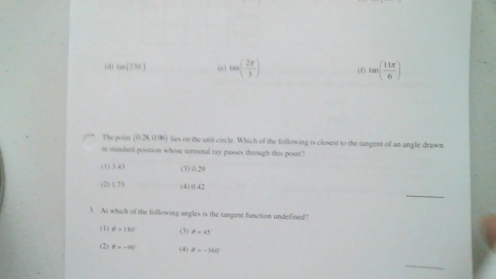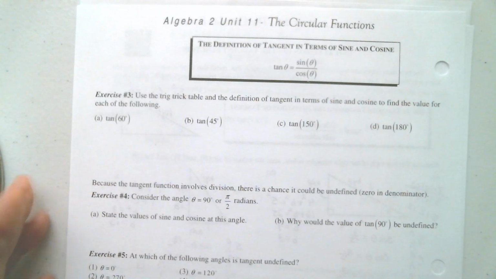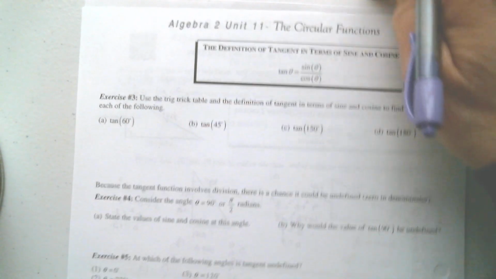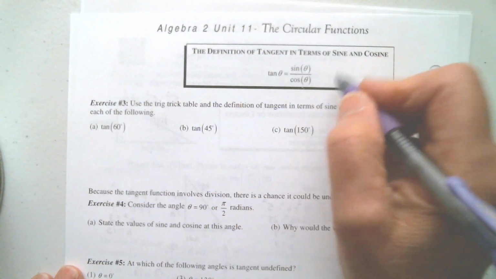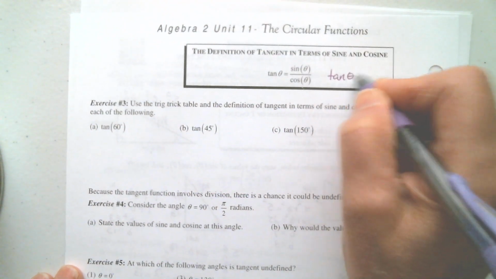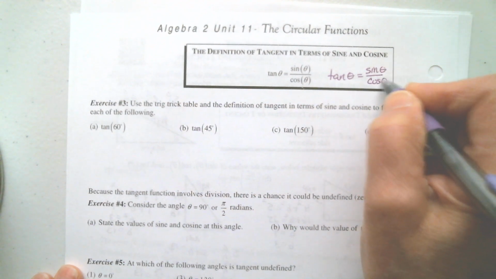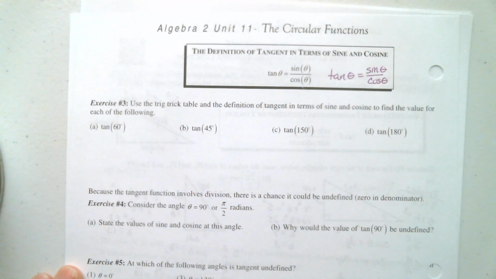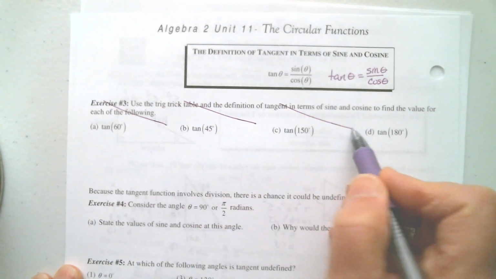And that takes us to its definition at the top of the next page. The tangent function defined in terms of sine and cosine, right? Tangent theta is equal to sine theta over cosine theta. We are omitting exercise 3.